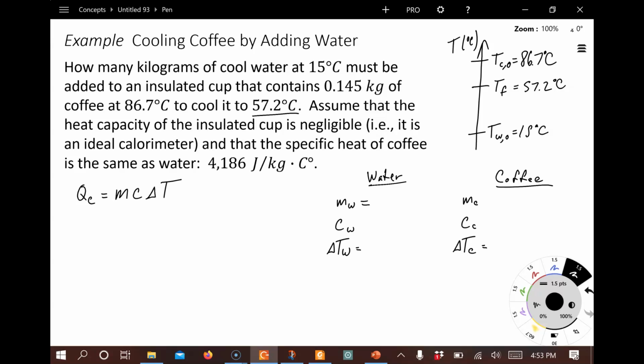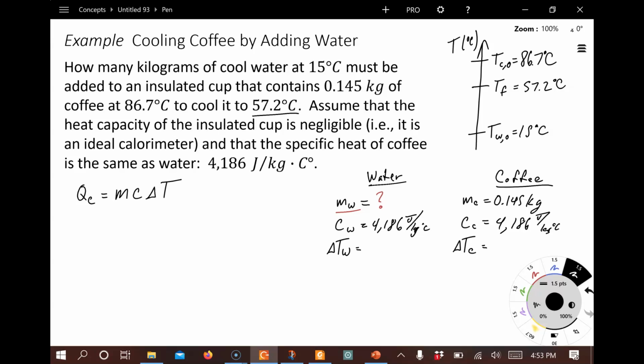Now let's see, for the water, how many kilograms must be added? We don't know what that is. This is what we're looking for right here. For the coffee, it's 0.145 kilograms. The C values are given for both of these, and since coffee is essentially almost like water, we're going to use the same value of C for the coffee as we do for water.